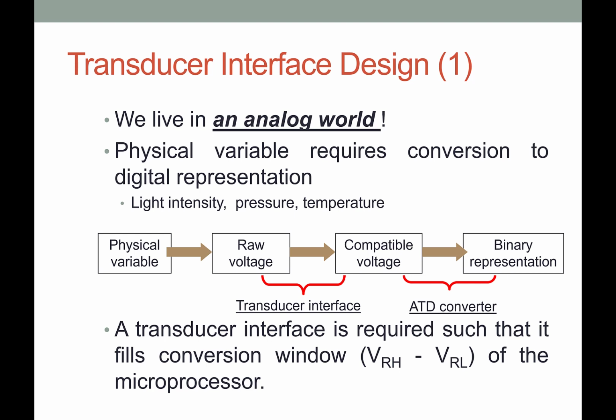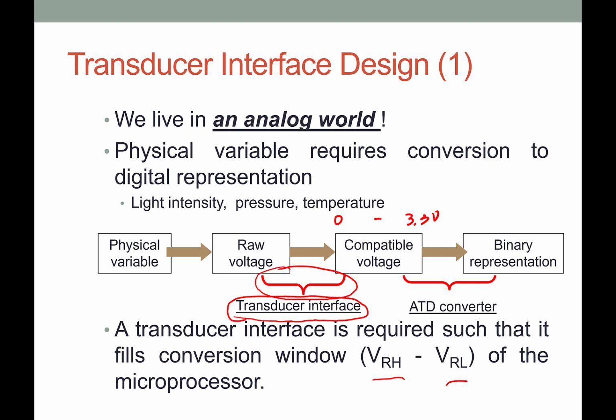And okay, what this slide is talking about right here is we have to have some sort of transducer interface such that, it calls it VRH and VRL. In our book right now, you typically see this as just VREF, and then the low voltage would be just ground. So basically what we're saying here is we have to have some transducer interface that gets this between, we might think of it between 0 and 3.3 volts for the compatible voltage that would go into the microcontroller.